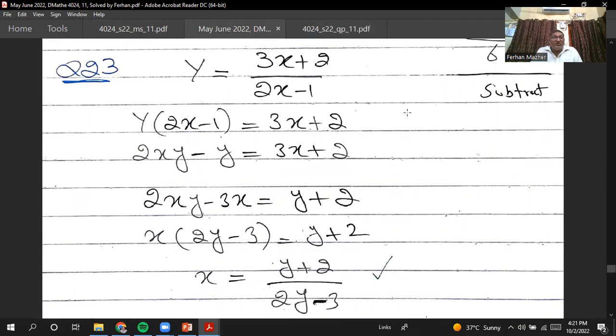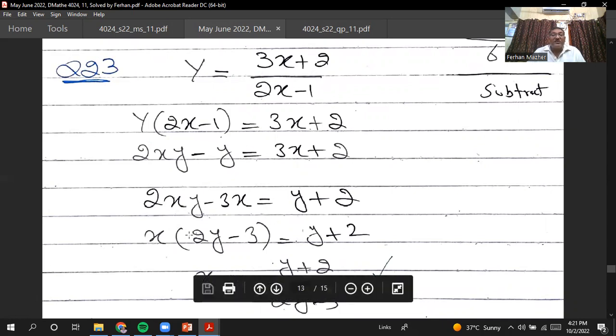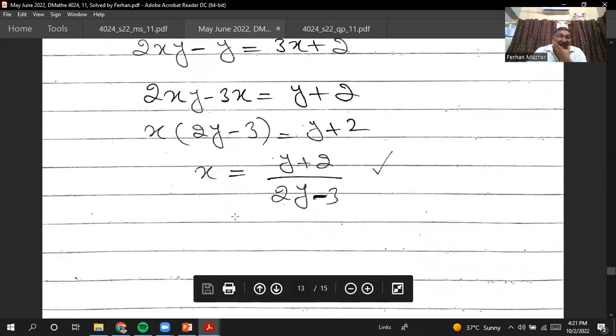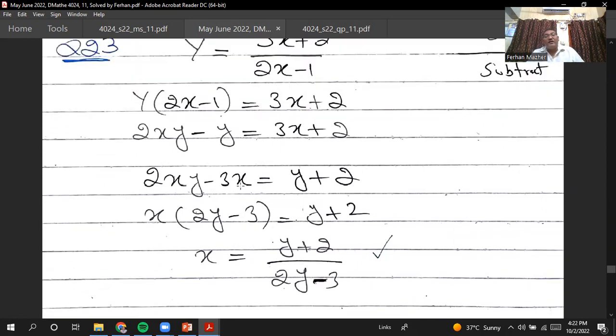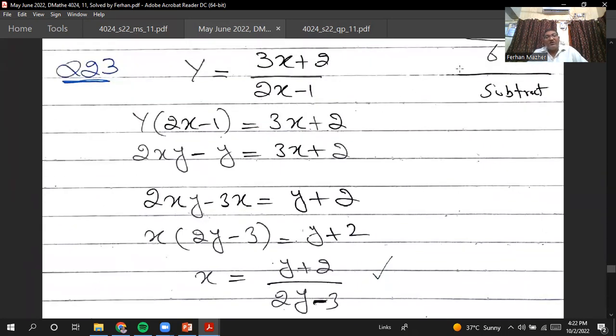So we will cross multiply here. So y bracket 2x minus 1 bracket close equals to 3x plus 2. So you will have 2xy minus y equals to 3x plus 2. So bring the terms which have x in them on the same side. So you will have 2xy minus 3x equals to y plus 2. So take x common. So in the bracket you are left with 2y minus 3 close equals to y plus 2. So we will have x is equals to y plus 2 upstairs, and downstairs you will have 2y minus 3. So this is how this is done.